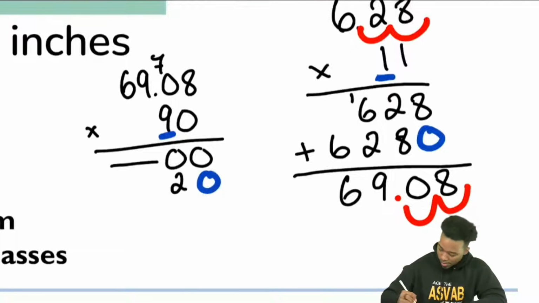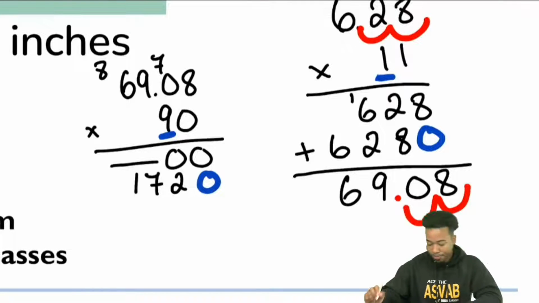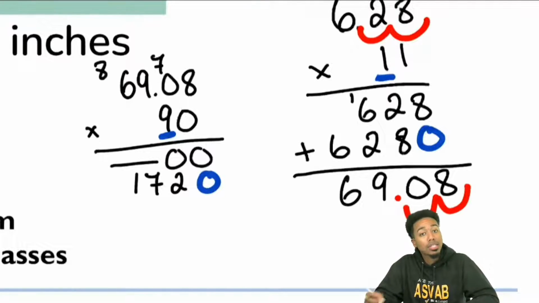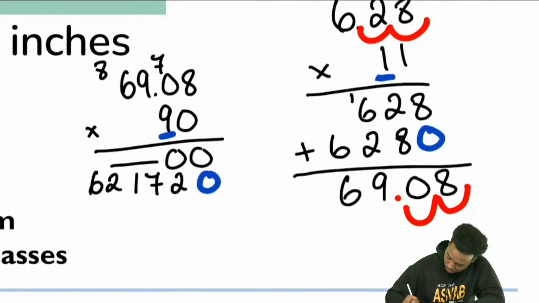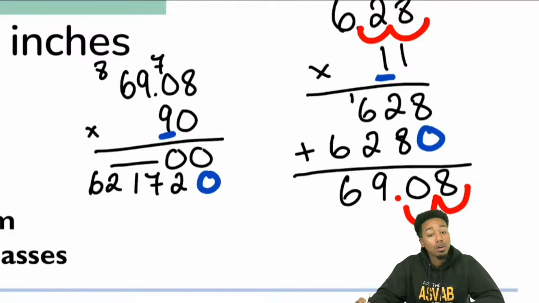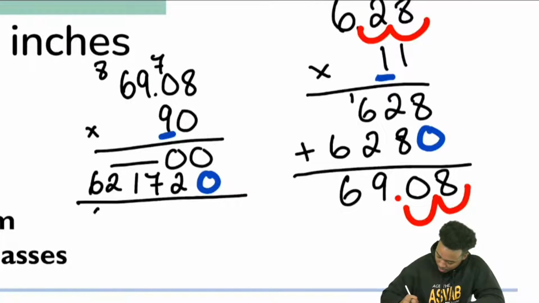0 times 9 is 0. Carry the 7 is 7. 9 times 9 is 81. Carry the 8. 6 times 9 is 54. Carry the 8 is 62. And so there we are. We add this back and we get the same thing because all we had was zeros above.